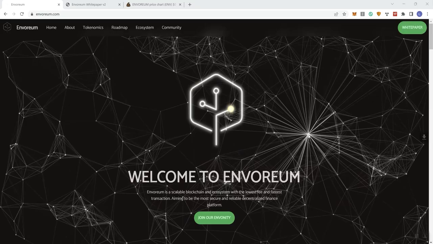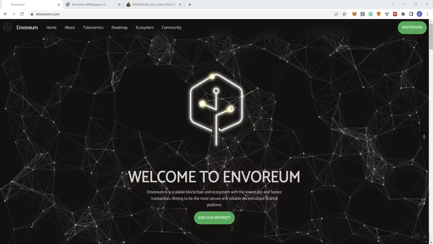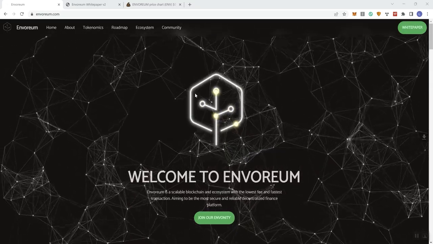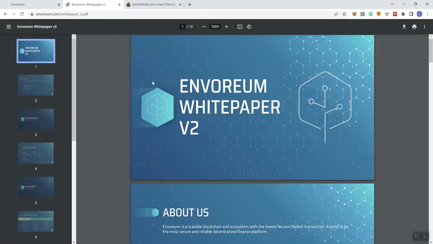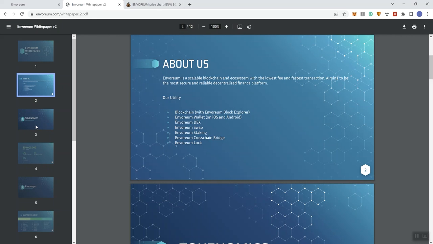So we're looking at Envoreum, which is a scalable blockchain. They do have a white paper. We're going to go ahead and take a look at that real quick. We can see that we've got 12 pages here in the white paper. So obviously, we go ahead and preview white papers when we've got them on the channel.